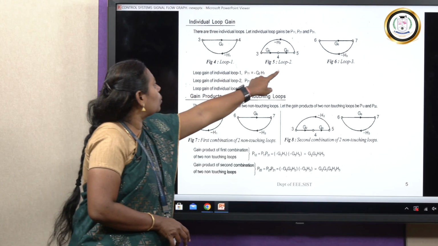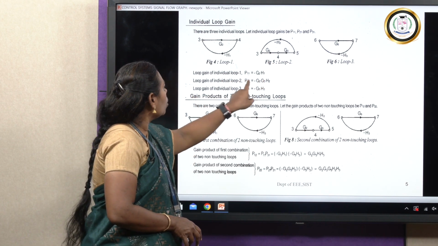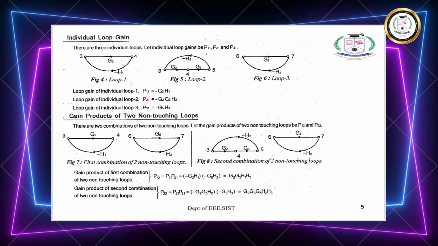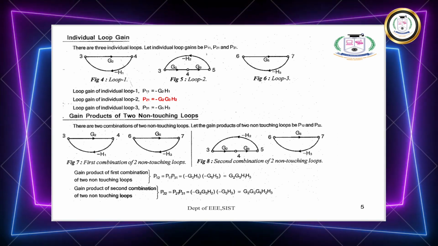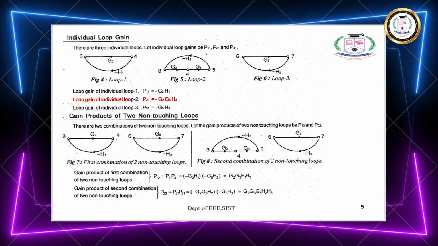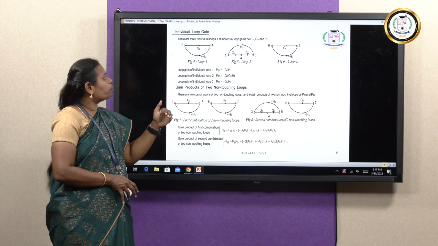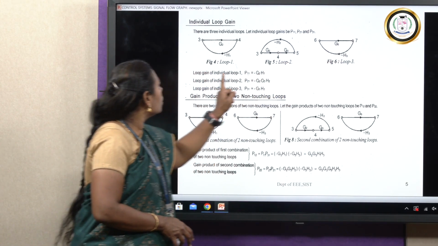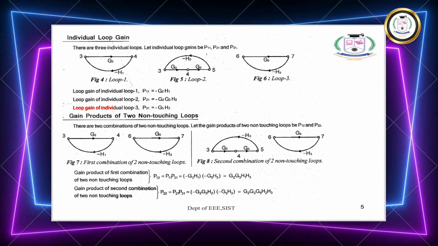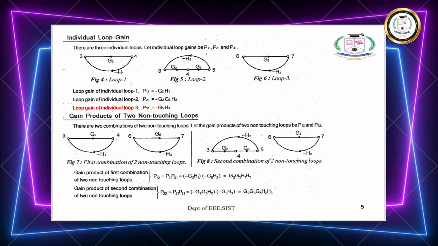Then take loop 2. In loop 2, multiply all the gains and the feedback. We are going to name it as P21. In that we have minus G2, G3 and H2. Multiply it. This is the loop gain of individual loop 2. Similarly, take loop 3. Multiply the gains in loop 3. In loop 3, we have G5 and minus H3. So the loop gain of individual loop 3 is P31, that is equal to minus G5 into H3.